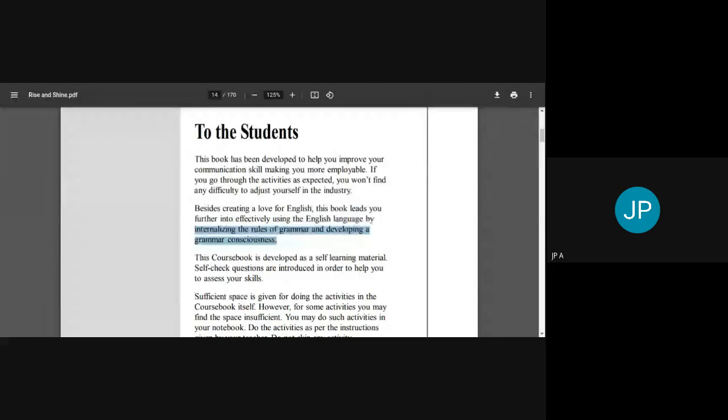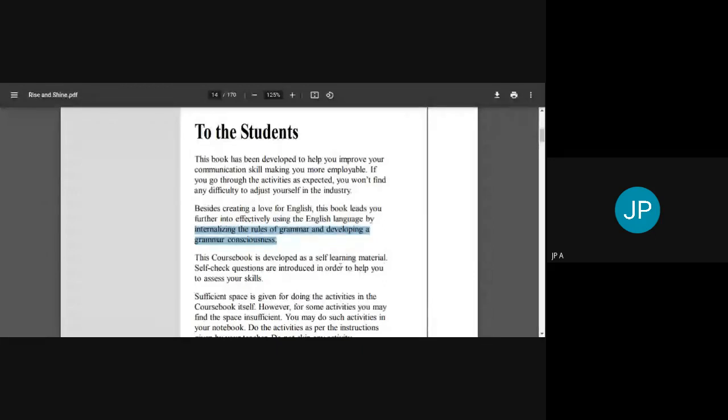You may not be able to explain why this is wrong, but we will be able to say that this is the correct usage and this is the wrong usage. So this much of consciousness, this much of identification we will have once we do all the activities in this course book. So that is how we have to use this course book.